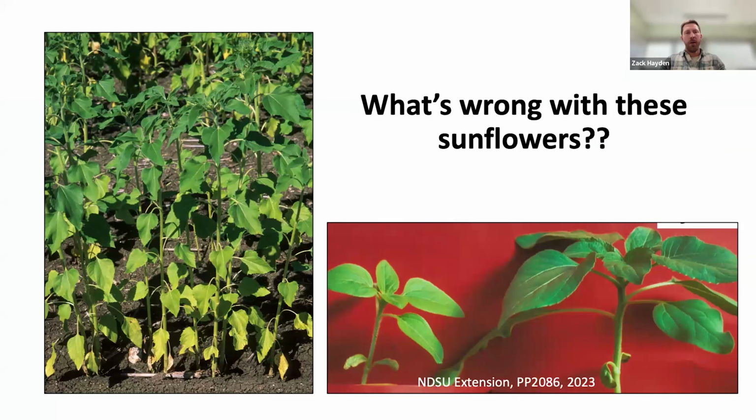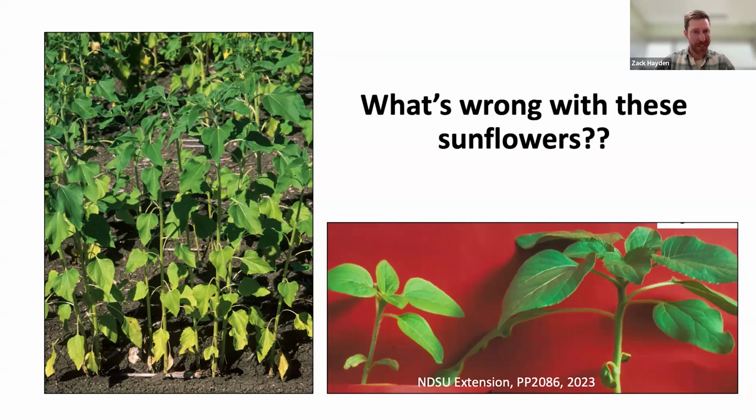All right. So let's switch gears a little bit. I know being a webinar, this will be a rhetorical question, but what's wrong with these sunflowers? And I'll answer it. We've got yellowing leaves on the lower part of the plant, so the older leaves. If you could see these up close, like in the picture on the right there, we'd also have some stunting and reduced growth. And these are hallmark symptoms of nitrogen deficiency.